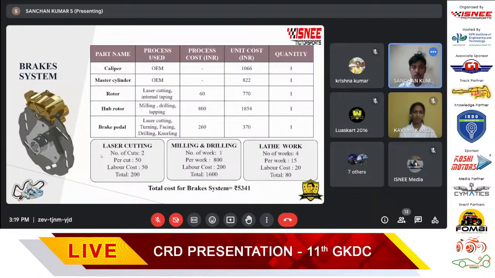The hub rotor, which is used to mount the rotor of our brake system, is in aluminum 7075, which is considered for our weight reduction and optimizing the material. The process cost for the hub rotor is 800, and the unit cost is 1,854 rupees. The brake pedal process includes laser cutting, turning, facing, drilling, and knurling. The process cost is 260 rupees, and the unit cost is around 370 rupees. Therefore, the total cost for the brake system is 5,341 rupees.